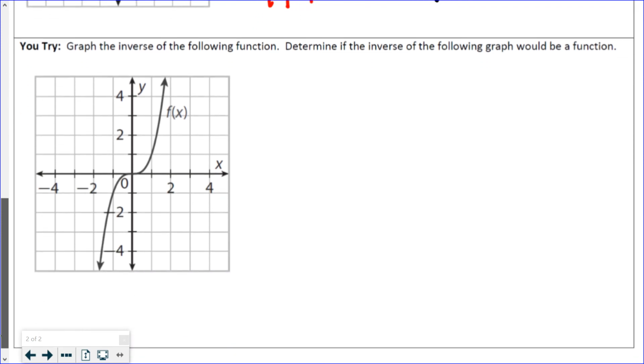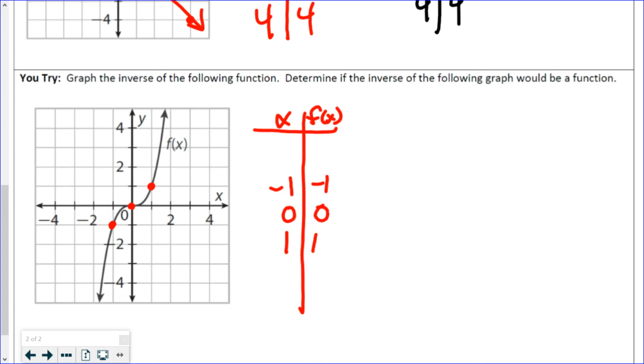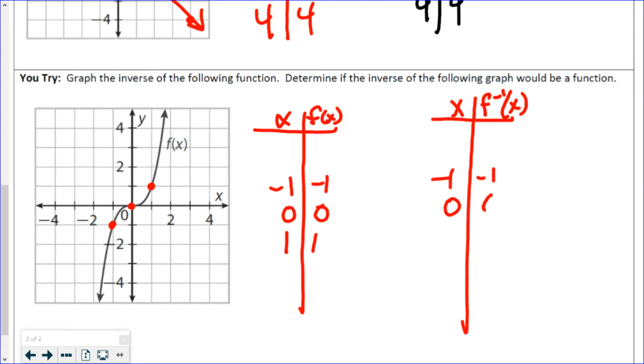All right, looking at the second one. Again, we're going to find a couple of good points. I've got 1, 2, 3. And as we saw in class, with just those 3 points, what is that? -1, -1, 0, 0, 1, 1. When we go graph it on our inverse and we flip those guys, we still have the same 3 points.